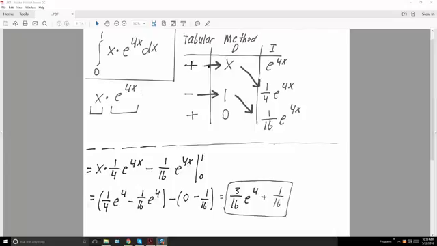So for the tabular method, one term we would take the derivative of, this is going to be x, and one term we take the antiderivative of. So this, e to the 4x. And so when we take the derivative, we keep on taking the derivative until we hit 0. So x, we would get 1. 1, you'd get 0. Now for e to the 4x, when we take the antiderivative, we would get 1/4 e to the 4x. We take the antiderivative again, we get 1/16 e to the 4x.